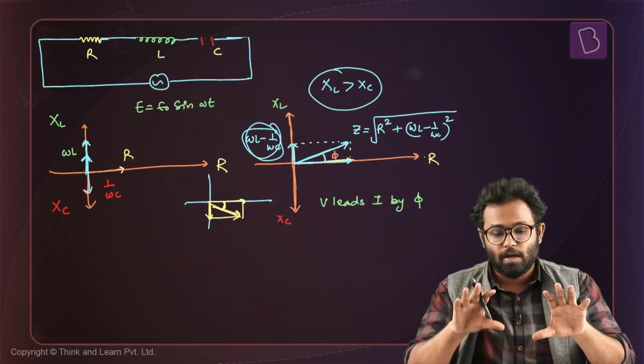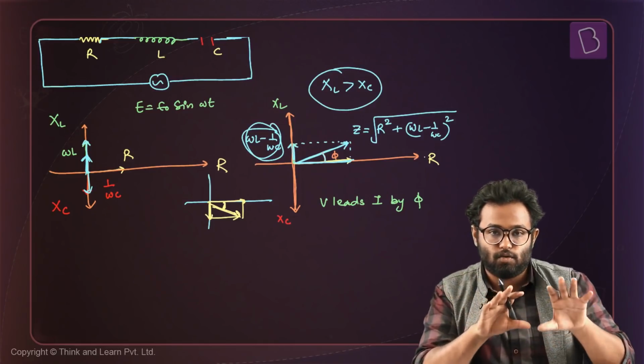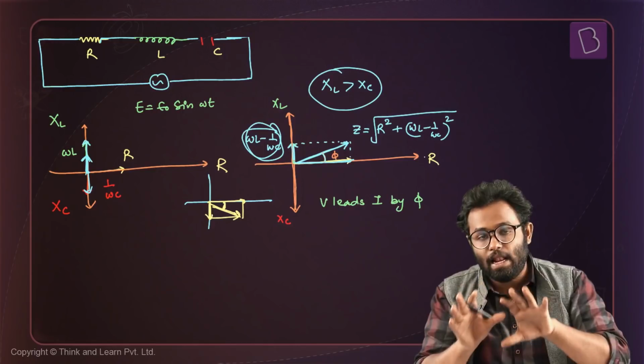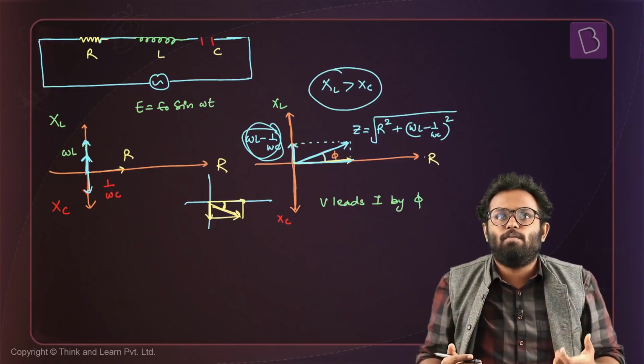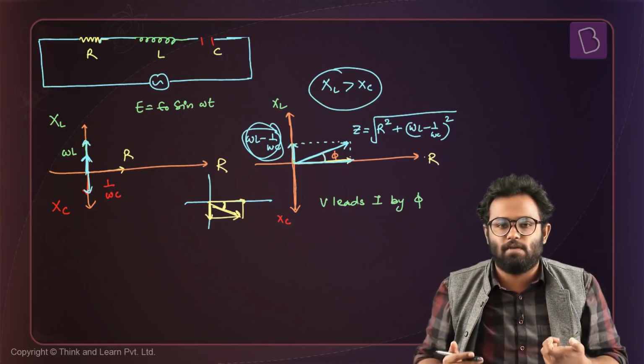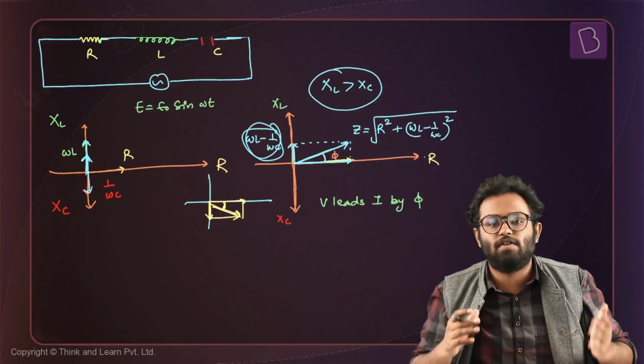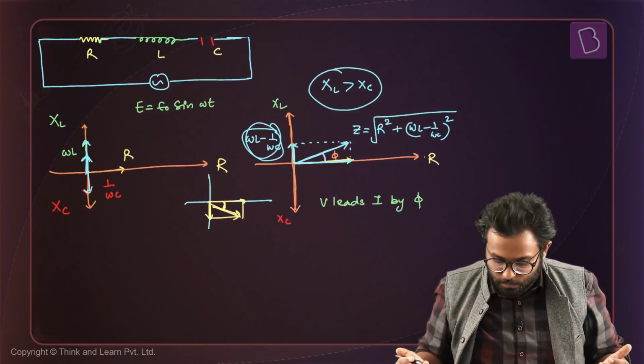You have to find out what is the tendency of the circuit, whether it is towards C or towards L. It can also be that omega L is actually equal to 1 by omega C, in which case it favors none, and the phase difference between the current and voltage would be 0.